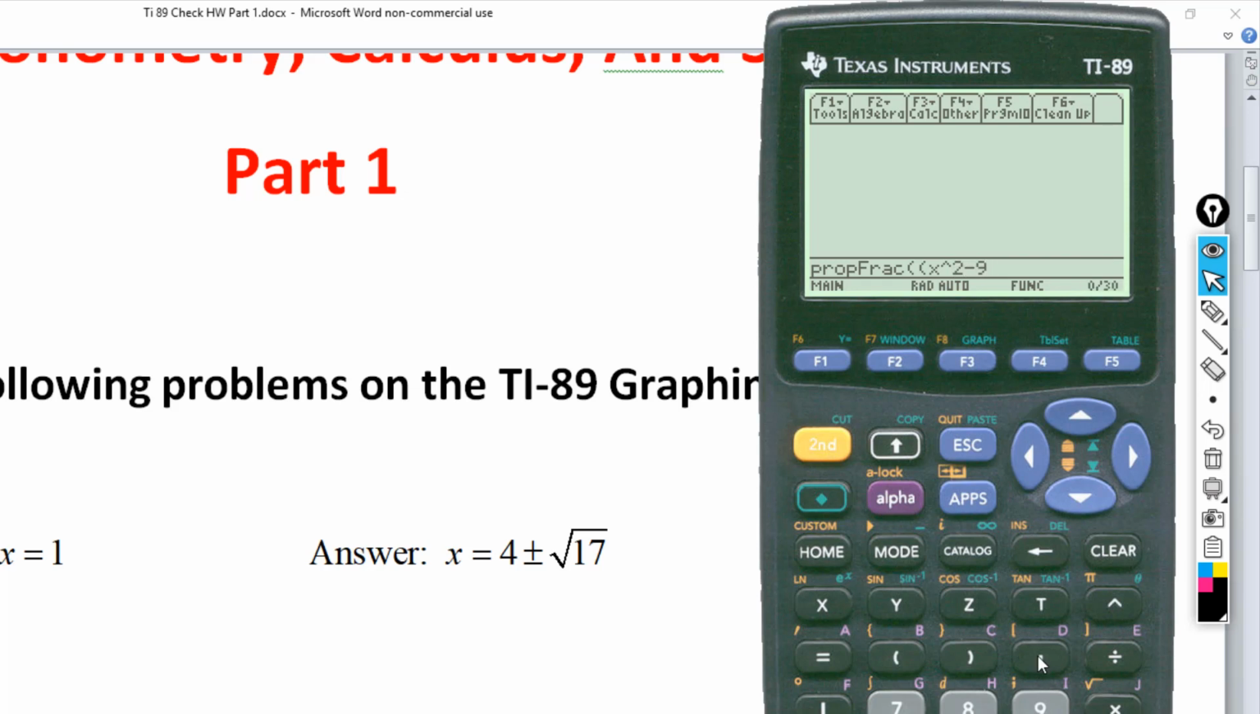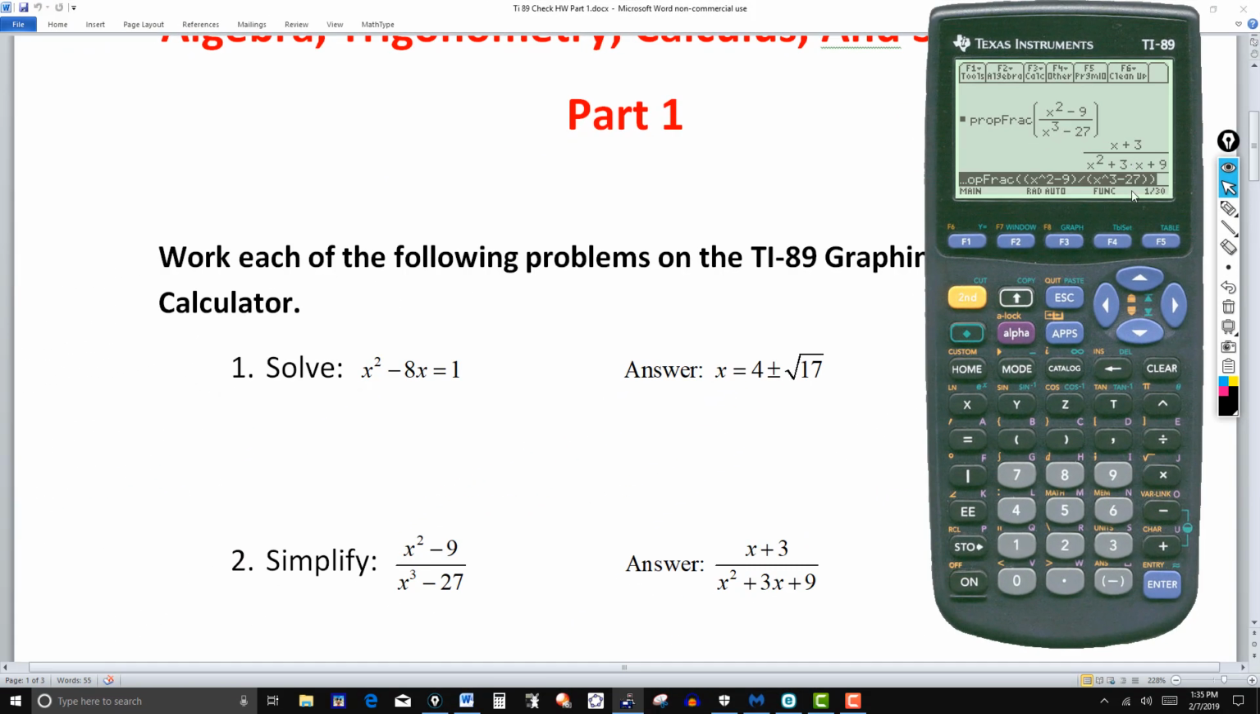Oops, wrong one. Close parentheses, then divide, and then enter again parentheses, and then x to the third minus 27. Enter parentheses, and then enter parentheses again to close it, and hit enter. Okay. So proper fraction, and then it reduces it to x plus 3, or x squared plus 3x plus 9. Okay. Ordinarily, you'd have to factor the numerator difference of squares, the denominator difference of cubes, and do your cancellation. Okay. You got that.